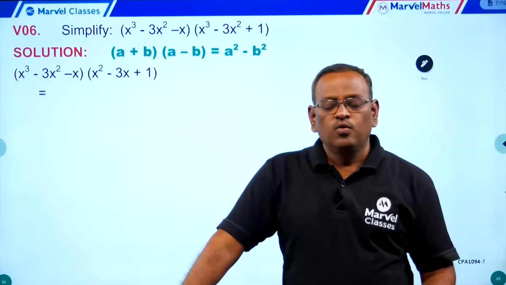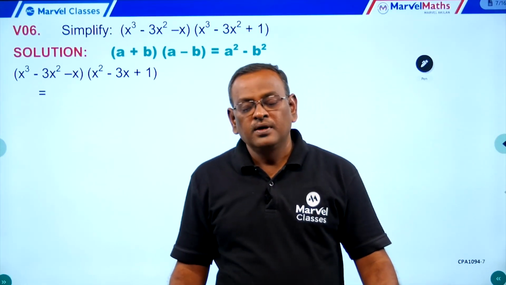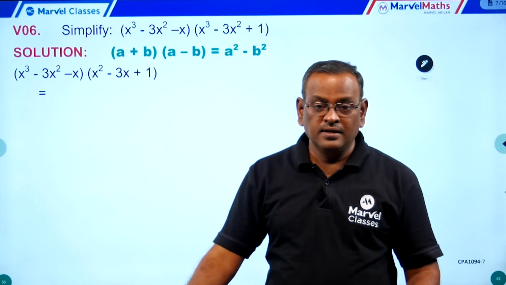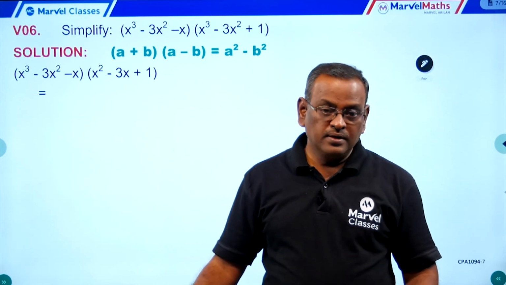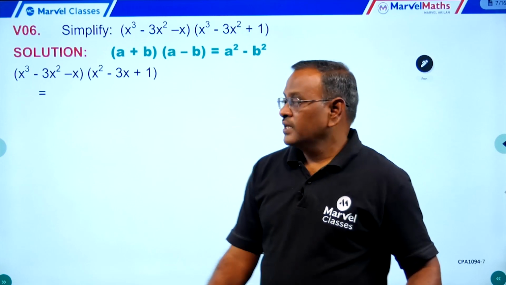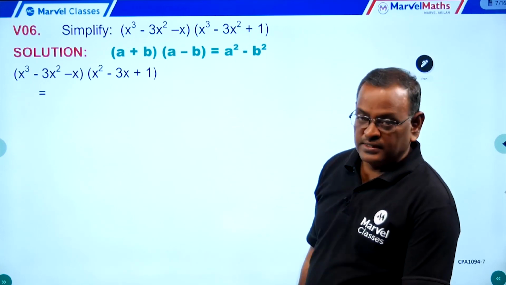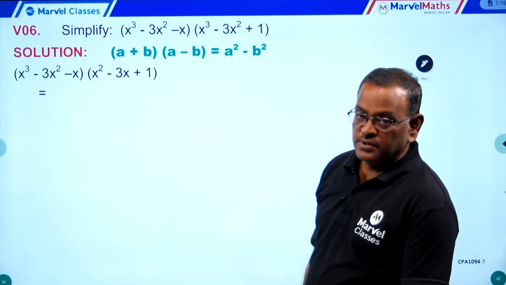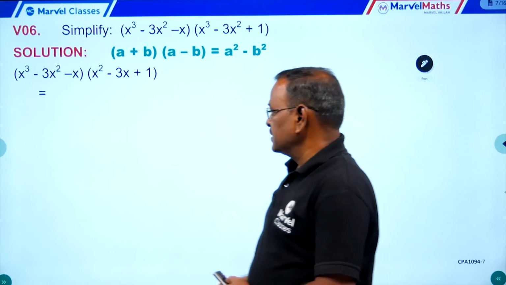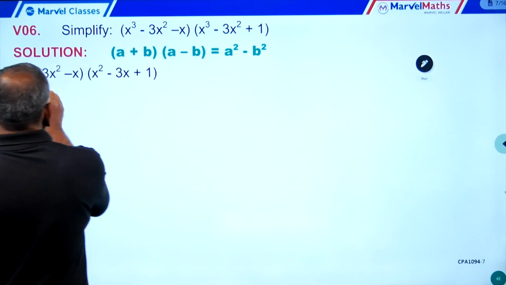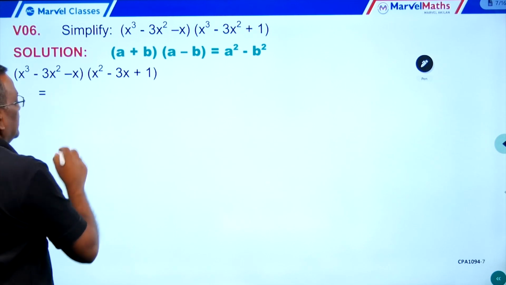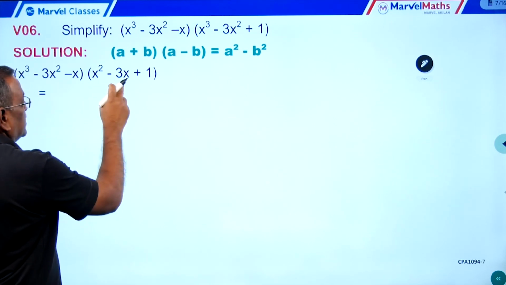Hello students, one of the important problems you can expect either in section C or D. Here also you have to apply the concept of method of grouping. The given problem has two factors and each factor has three terms of different degree. Look at the expression. The first expression is x cube minus 3x square minus x, into the other expression x square minus 3x plus 1.